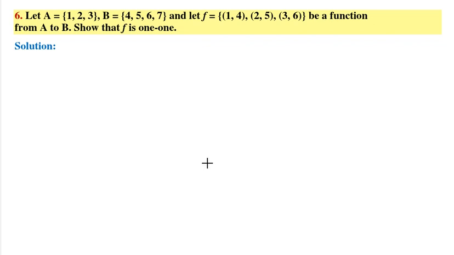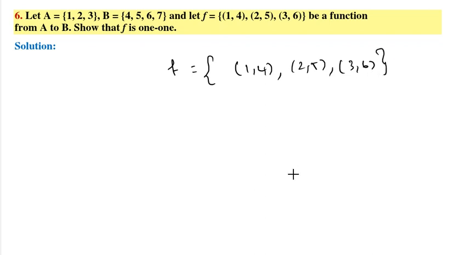In this question, set A is 1, 2, 3, set B is 4, 5, 6, 7, and a function f equal to (1, 4), (2, 5), (3, 6) is given from A to B, so that f is 1 to 1. What is the function f in roster form? (1, 4), (2, 5), (3, 6). So (1, 4) belongs to f means f of 1 equal to 4.